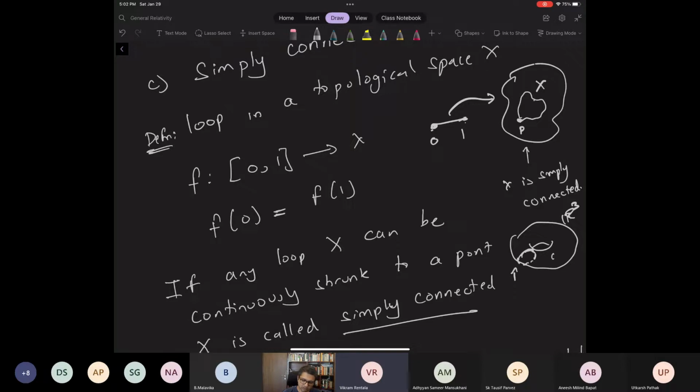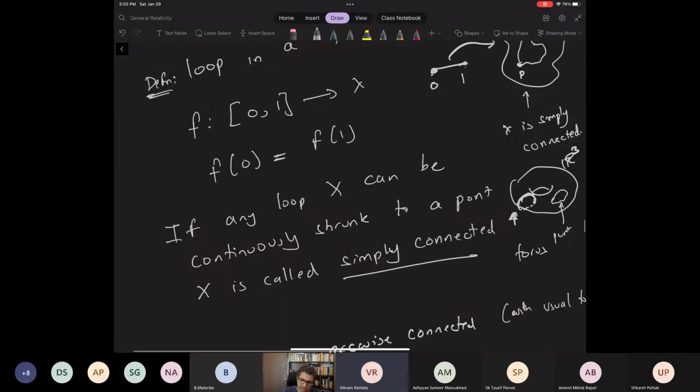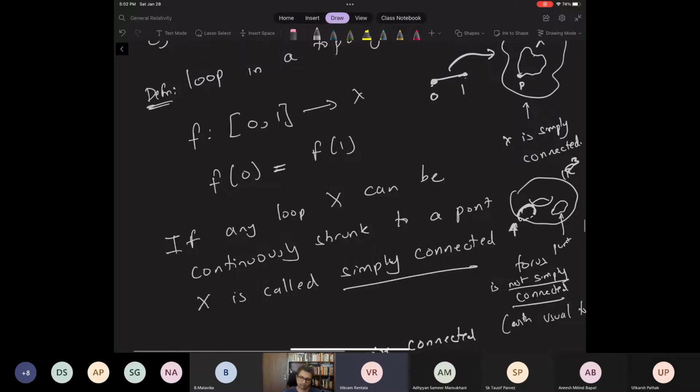However, if I had taken another loop, which was just this rubber band sitting on top of one side of the Medu Vada, you can always shrink that rubber band to a point, by continuously changing it. But this kind of wrapping around one arm cannot be shrunk to a point. So we'd say that this kind of space, which is called a torus, is not simply connected. This loop cannot be continuously shrunk to a point.